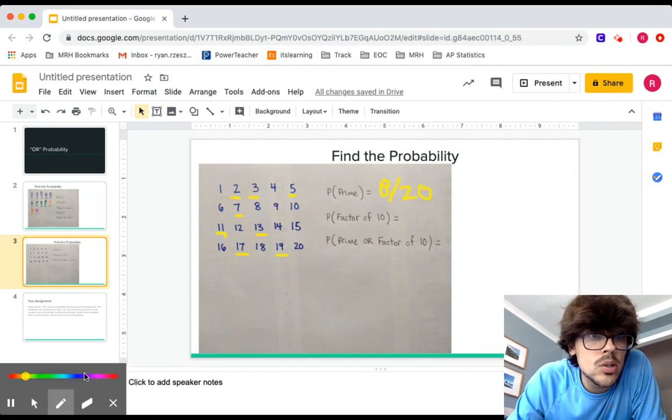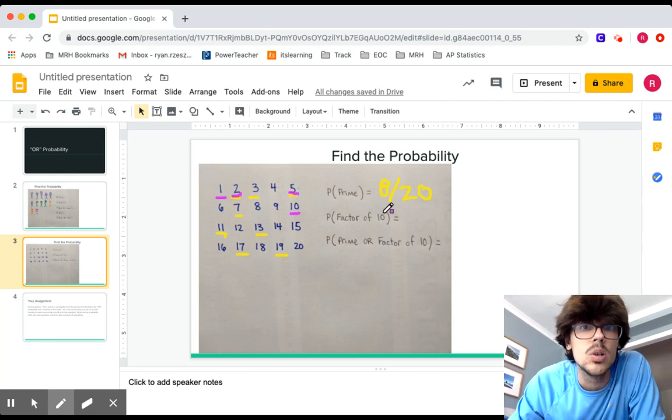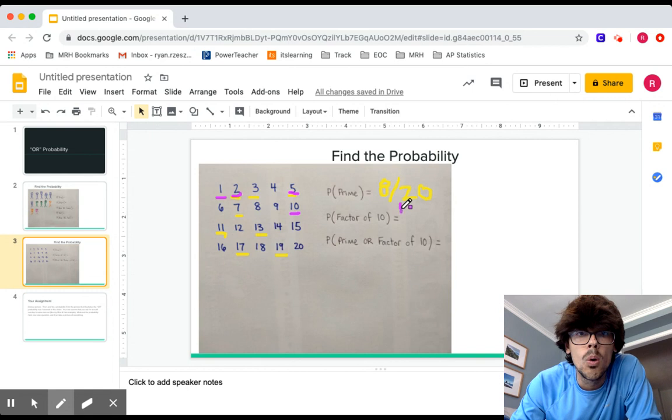Next up, I have factor of 10. Factor of 10 means that the number goes into 10 evenly. So it's numbers that go into 10. So that would be 1. It would also be 2, 5, and 10. Those are the only numbers that go into 10. So there are 4 numbers that are factors of 10 out of 20 numbers on the list.